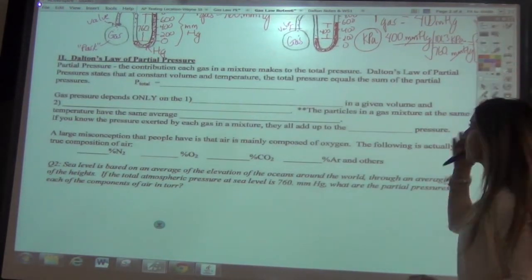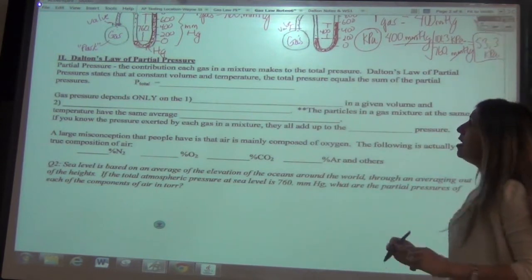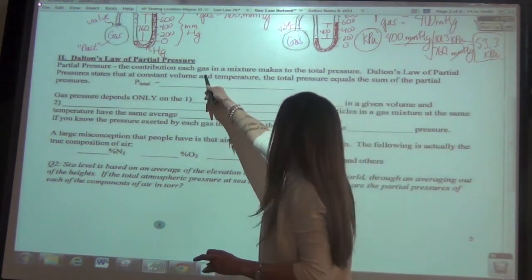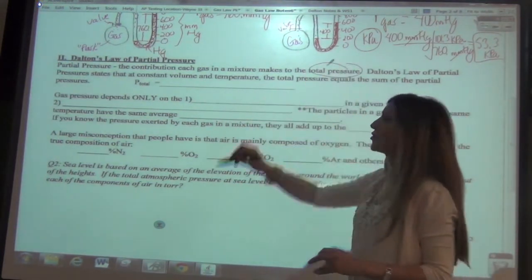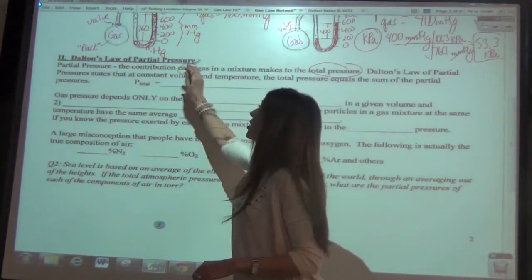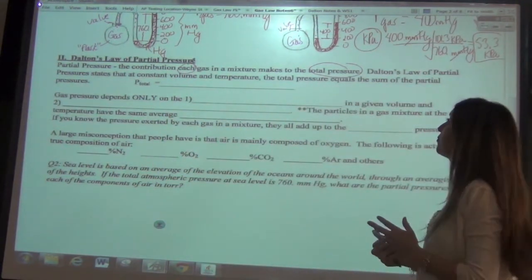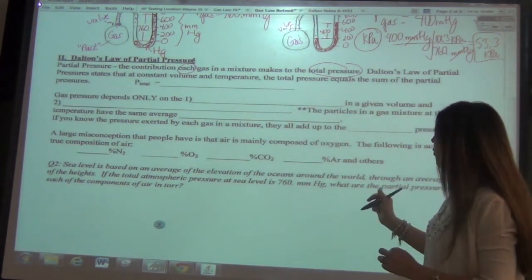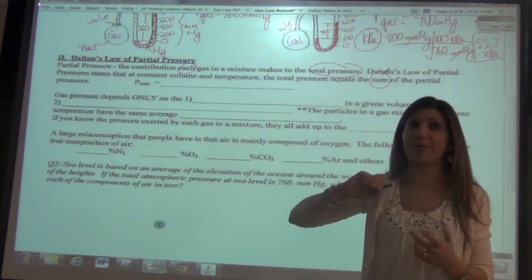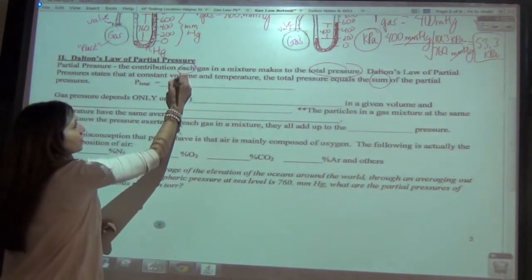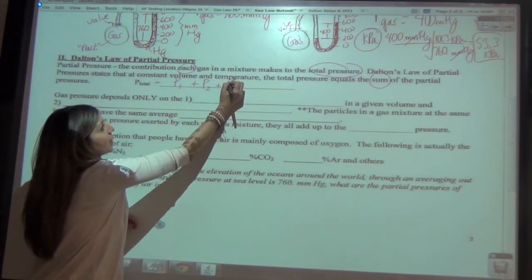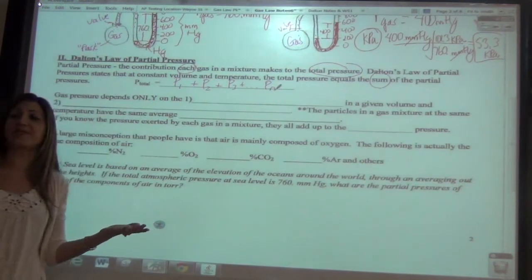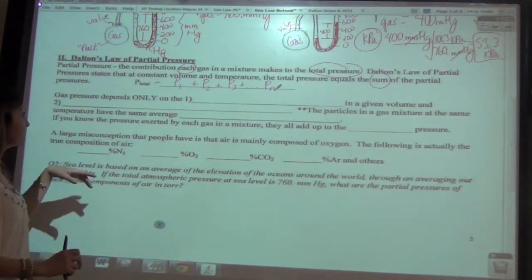All right, so let's start this off. It says Dalton's law of partial pressure. Partial pressure is simply what it sounds like. It's the contribution that each gas in a mixture makes to your total. So how much does each gas contribute to the total in pressure units? Dalton's law of partial pressure states that at constant volume and temperature, the total pressure is simply the sum of all of them. In other words, your total pressure is equal to P1 plus P2 plus P3 plus ... until you get to Pn. So just add them all up together.